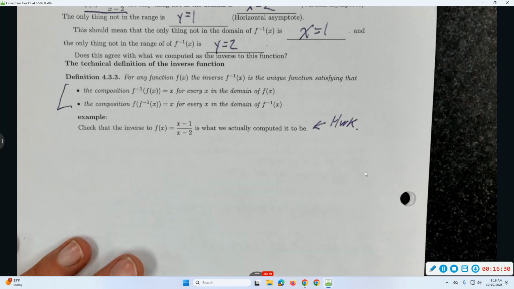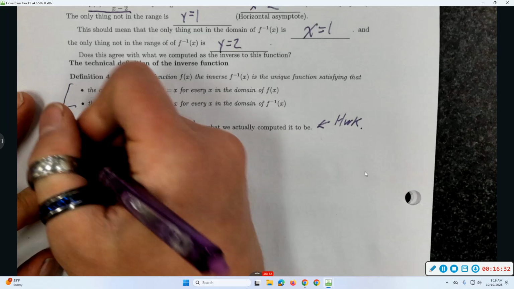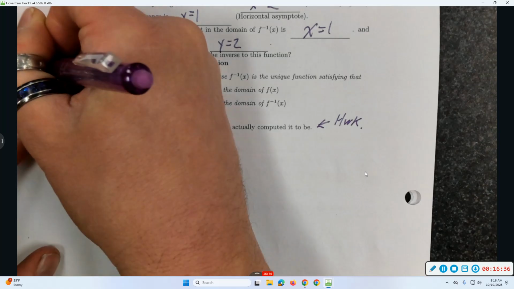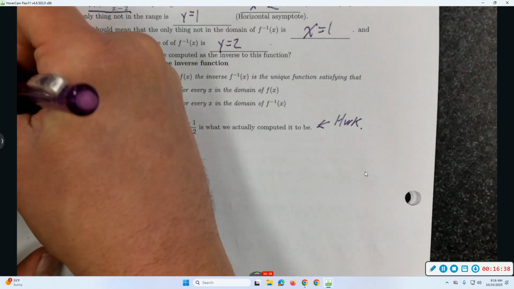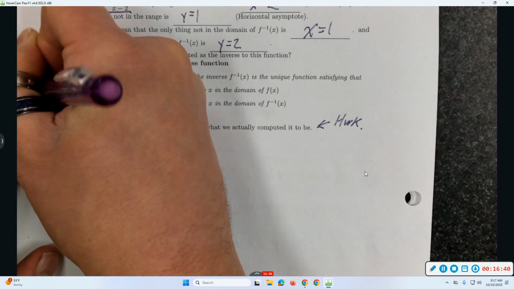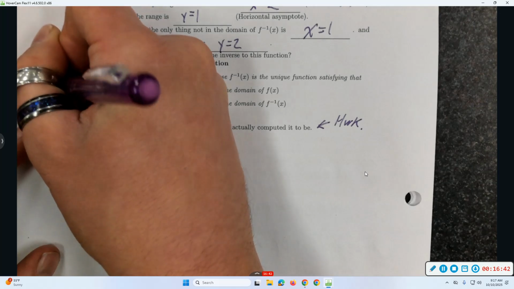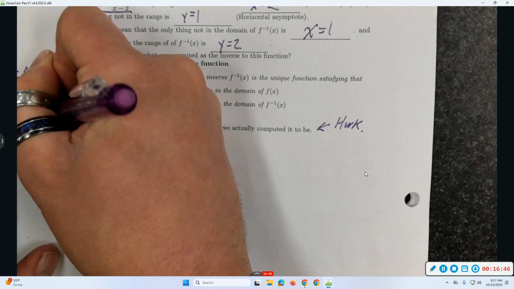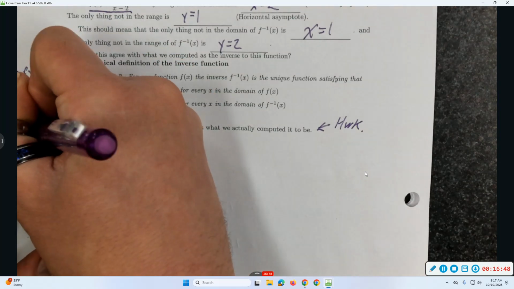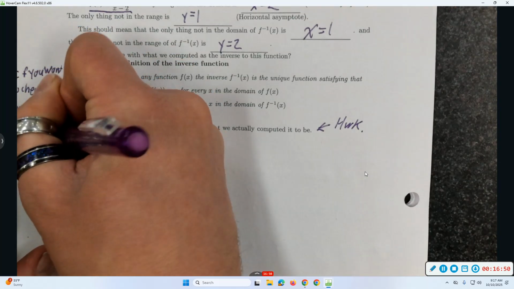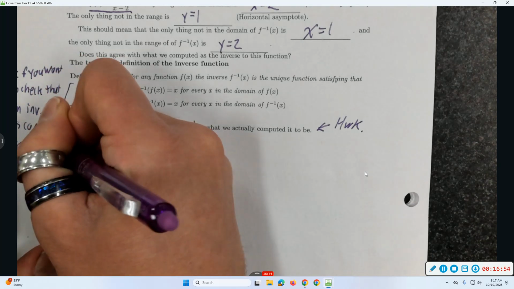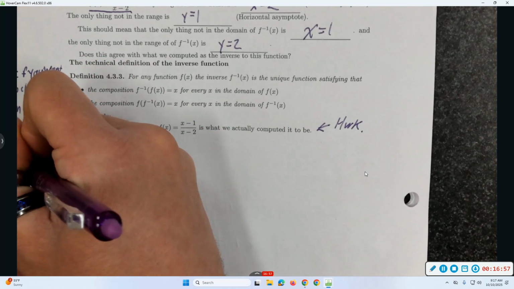So really, what's the point? If you want to check that an inverse function is correct, you need to compute some composition.